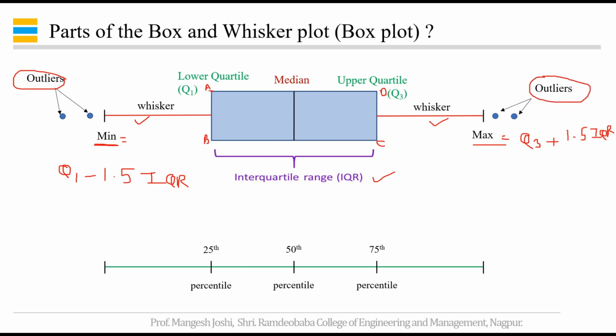Now this is quartile 1, then there is the median of the data set, and this is quartile 3 of the data set. You can see the 25th percentile, the 50th percentile, which is the median of the data set, and the 75th percentile, which is quartile 3 of the data set. Now if the median is in the center of the box, that distribution is called a normal distribution.